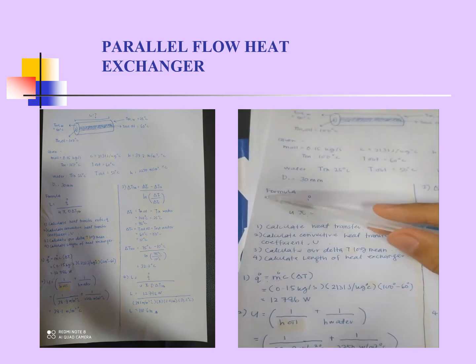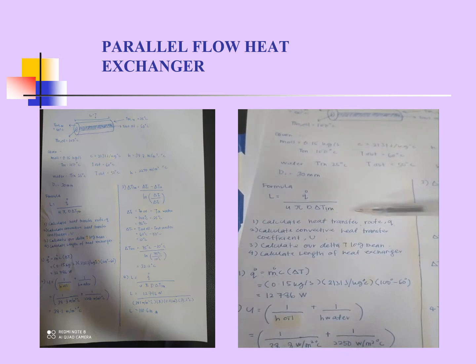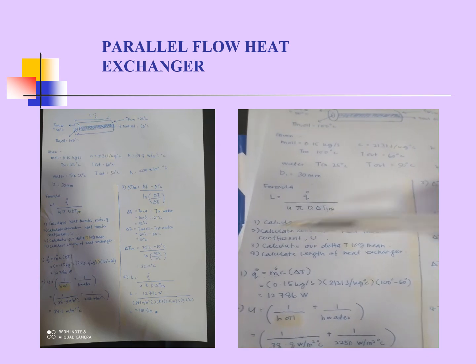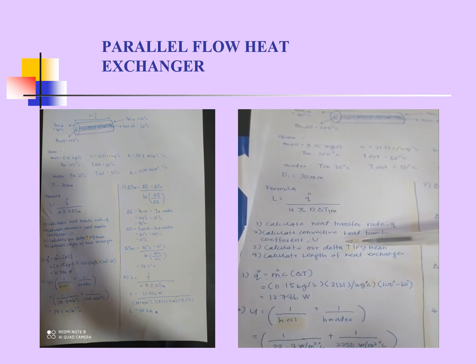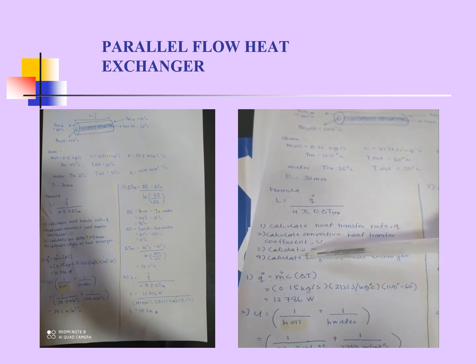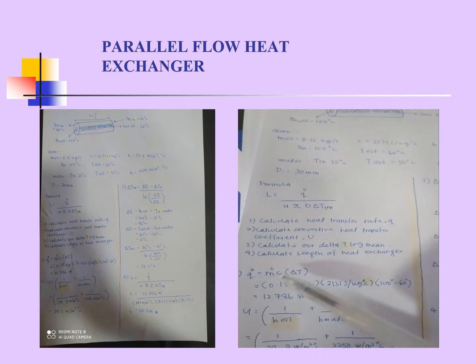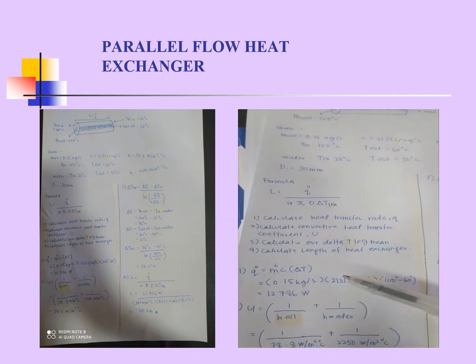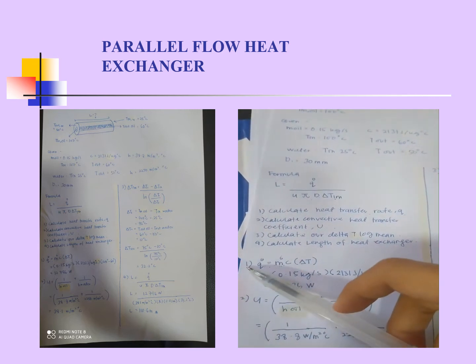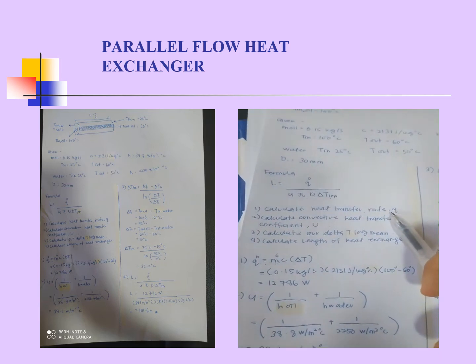Before we use this formula, we calculate the heat. First, we calculate the heat transfer rate for Q. Second, calculate the convective heat transfer coefficient for U. Third, calculate our delta T log mean, and the last one is calculate the length of the heat exchanger. Okay, first one is calculate the heat transfer rate for Q.